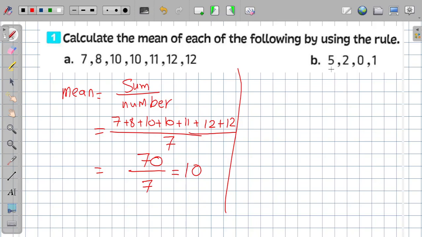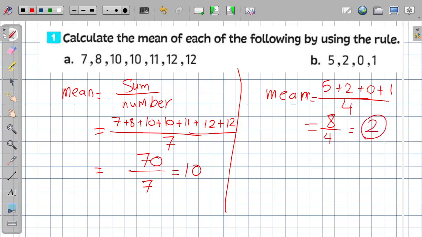Next one I have 5, 2, 0, and 1. So the mean equals what? Equals the sum of all values divided by the number of values. So I will say 5 plus 2 plus 0 plus 1 over what? Over 1, 2, 3, 4, divided by 4. So I have 5 plus 2 equals 7 and 7 plus 0 equals 7. 7 plus 1 equals 8. So I have 8 divided by 4. So 8 divided by 4 equals what? Equals 2. So the mean will be equal to 2.